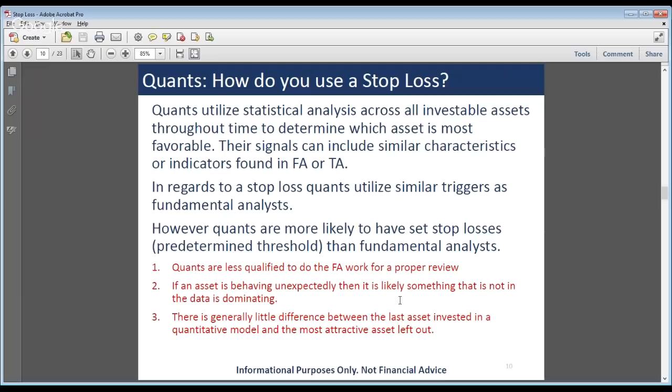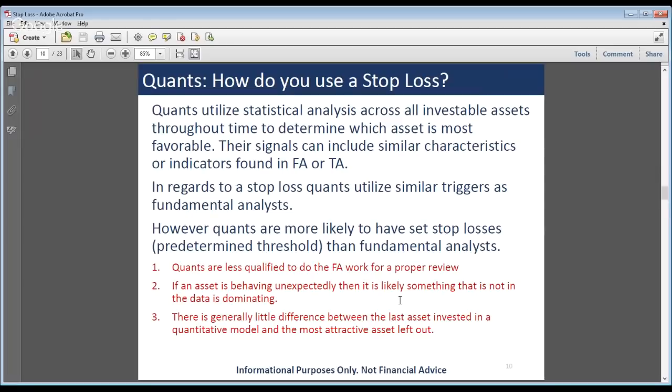In regards to a stop loss, quants would use similar triggers as fundamental analysts. So how much a stock is down, maybe we'll do a review. If it's a relative loss, maybe a review, higher news flow, etc. However, a quant is much, much more likely to have, again, what I would call hard-coded stop losses, not to review, than fundamental analysts. Why?